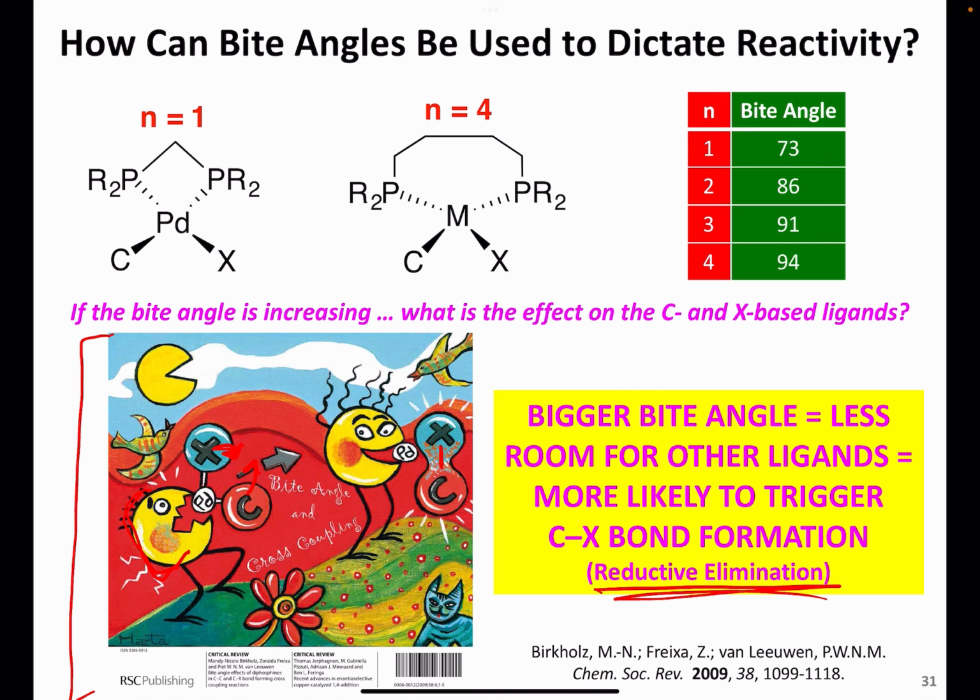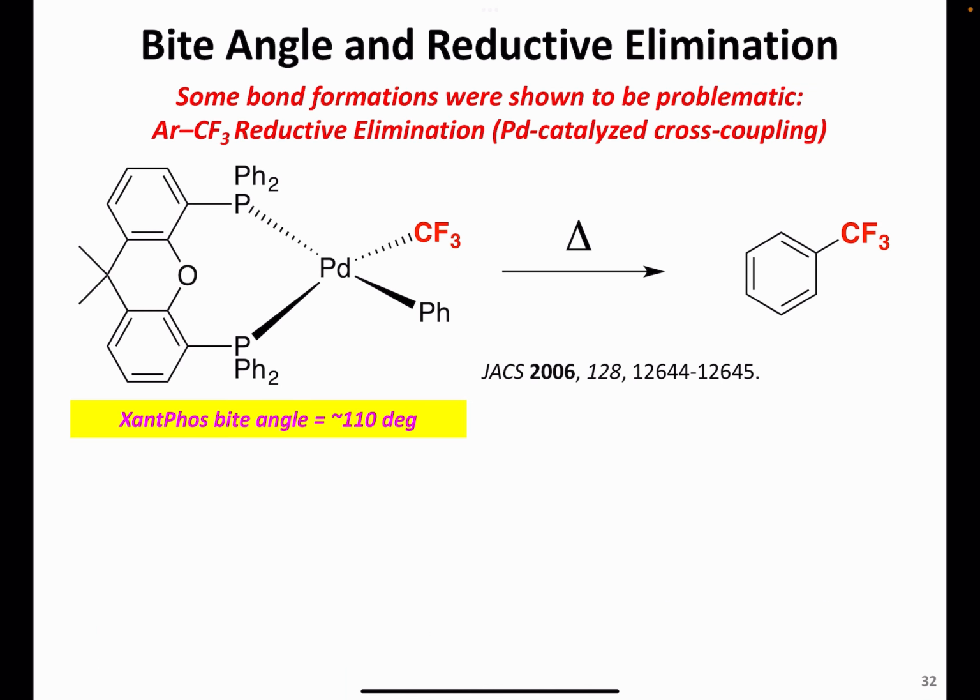And so you're likely, the bigger the bite angle, especially with palladium 2 complexes, the more you smush the C and X groups closer together. As they get smushed closer together, you're then going to start to trigger bond formation. And this was used to actually facilitate a transformation that was thought to be impossible.